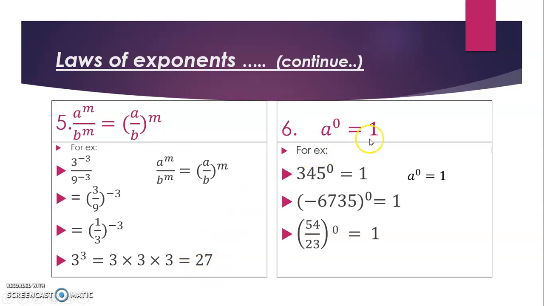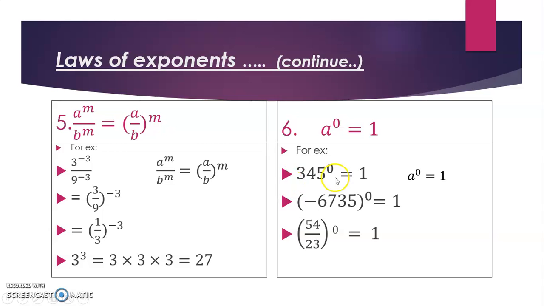The last law is the easiest one. For any base having the power or index exponent as 0, the value would be 1 only. For an example, 345 raised to the power 0 will give you 1. Okay, that means it follows law number 6. a raised to the power 0 is equal to 1.